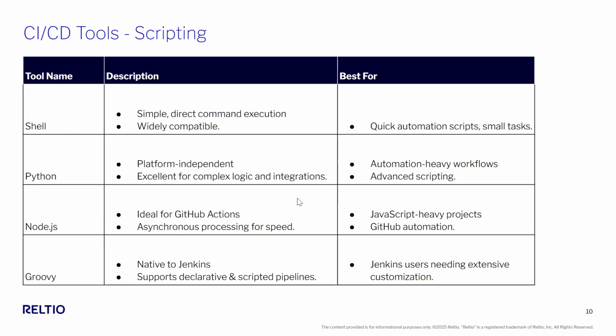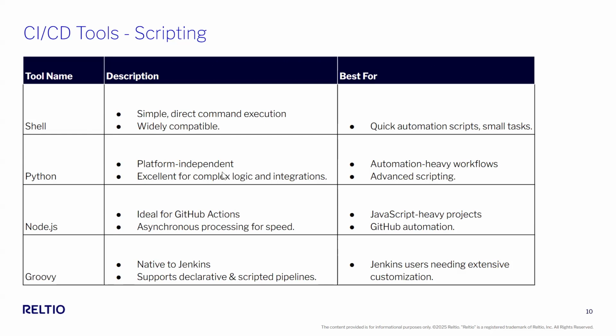Next on the slide are the various scripting tools. Generally, scripts are written to do things like automated testing and automated deployment, right? We'll look at some of the scripts later, but these are various tools, or I would say languages or scripting tools, which are used for writing these test cases or deployment scripts. First one is Shell. It's simple, direct command line execution, and very compatible with all the pipelines and all the version control systems. It's used for quick automation scripts and small tasks.